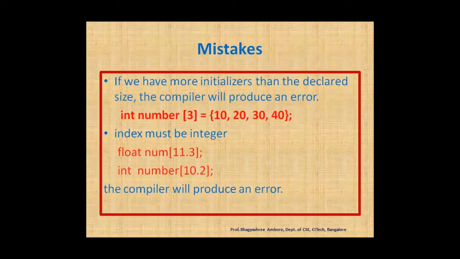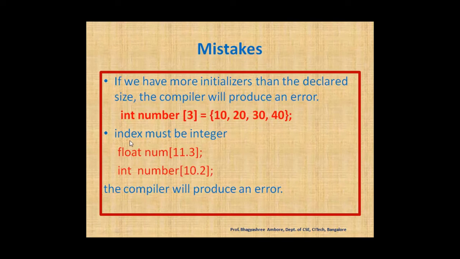Usually we will come across such mistakes. The first mistake is, I made a declaration. I said 3 numbers of type integer, but how many numbers have I given? Count 1, 2, 3, 4. Here, the compiler will give you an error message that you said 3, but you have filled 4 values. So one value doesn't have a space where it can be located. So the compiler will give you an error.